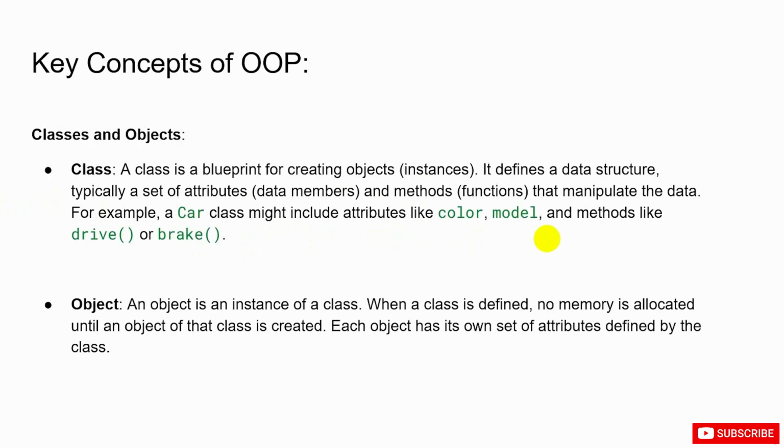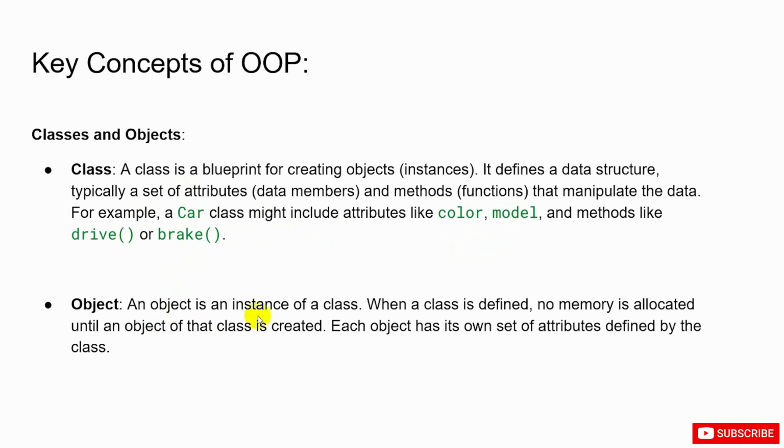First, I'll explain some key concepts of object-oriented programming, starting with classes and objects. A class is a blueprint for creating object instances. It defines a data structure, typically a set of attributes, like the data members, and methods, the functions that manipulate the data. For example, a car class might include attributes like color and model, and methods like drive or brake.